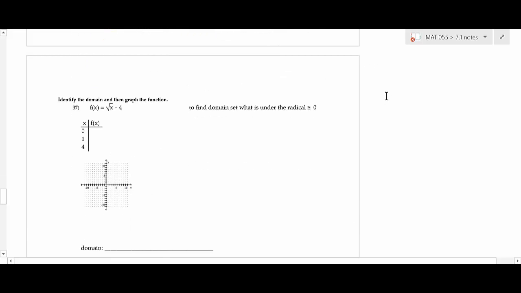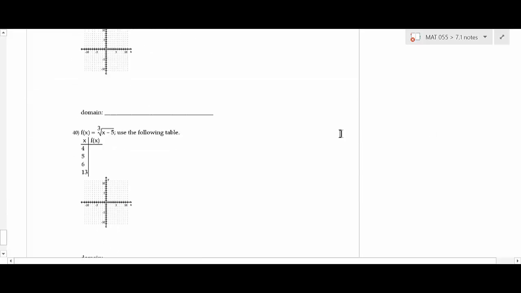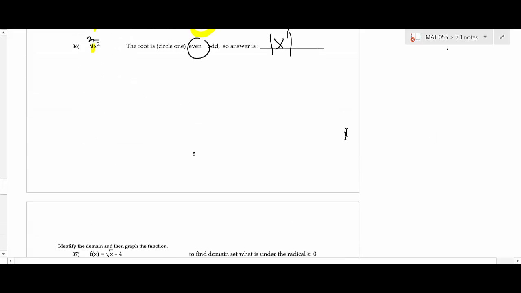To finish this up, I want to do some graphing. We hadn't done any graphing in a long time, so I'm going to take you through what the graph of some square roots and cube roots looks like.